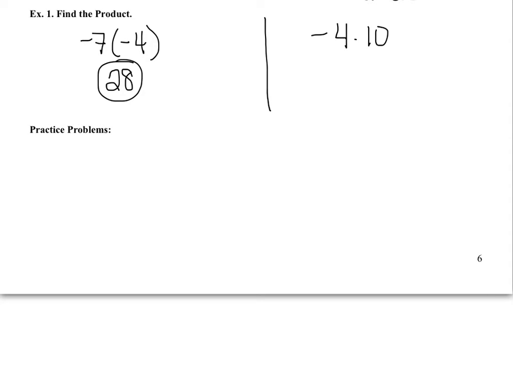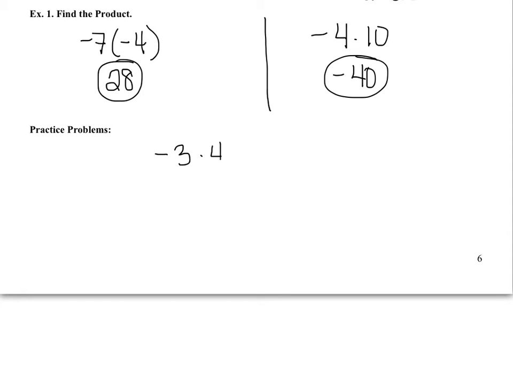Example 1 is asking us to find the product, which is the answer to a multiplication problem. Let's do -7 times -4. Those have the same sign, so the answer is going to be positive. And I just multiply like normal. 7 times 4 is 28. -4 times 10. Those two have different signs, so my answer is going to be negative, and 4 times 10 is 40.